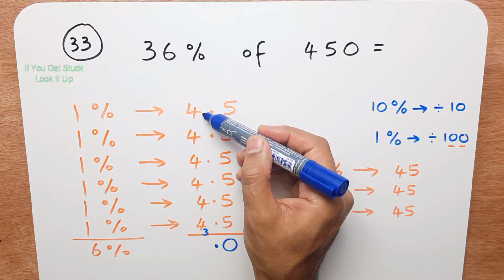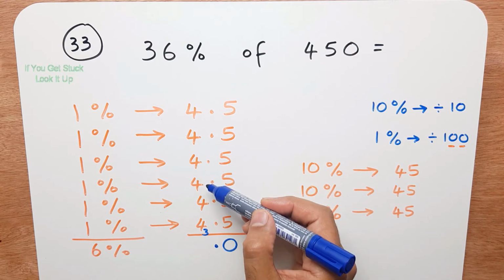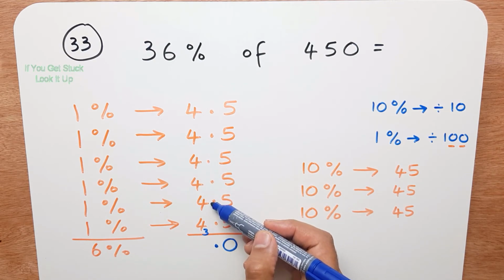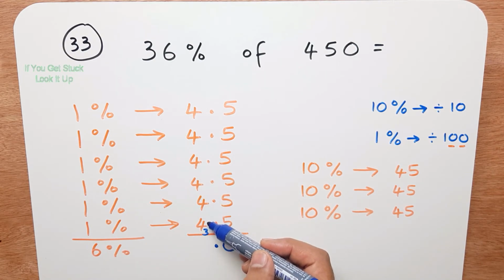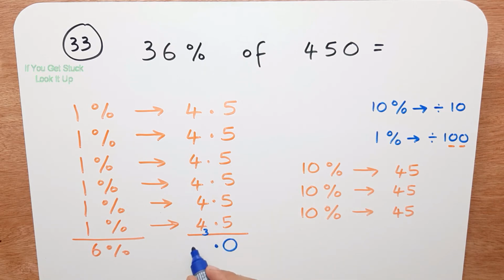Now I need to add this column. So if I know my 4 times tables, it's easy. 4, 8, 12, 16, 20, 24. Plus the 3 that I've carried over makes it 27. So I put the 7 down and I carry the 2 over. I can write that straight down because I've finished with my calculation. So my answer is 27.0, which is the same as 27.